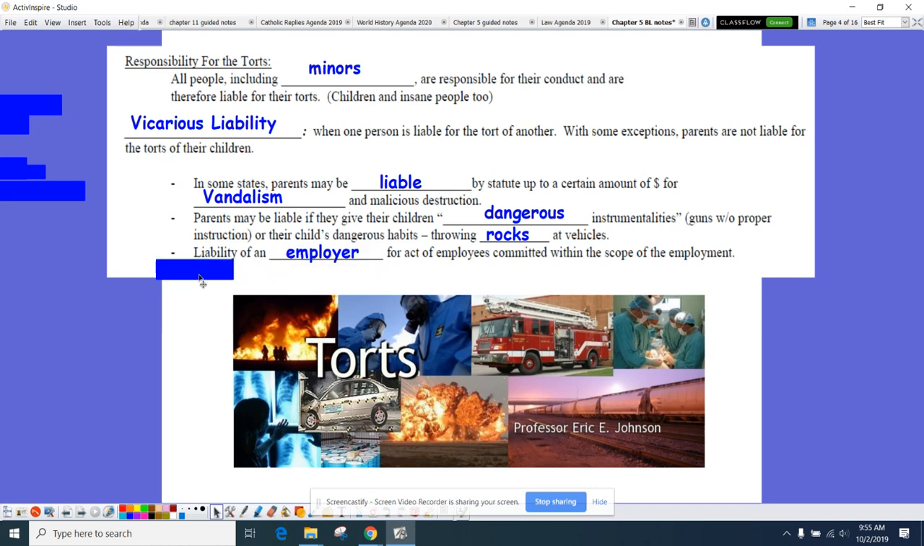The liability of an employer for the acts of the employees is also covered under this vicarious liability. So if I am negligent to keep track of what my employees are doing, thus I could, as their boss, be held responsible for that.